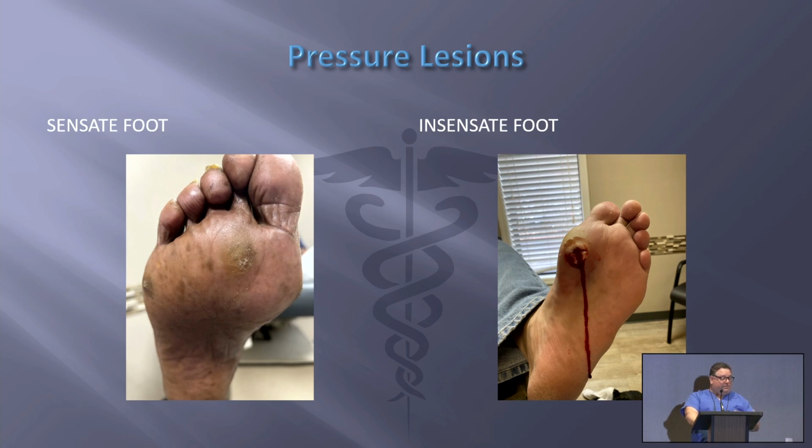Pressure lesions. The sensate foot, you get a callus under the second metatarsal head, callus under the fifth metatarsal head. The insensate foot, that becomes an ulcer. They can't sense that pressure. They can't guard from it. It breaks down. As I explain to my patients, it's like wearing a hole in a sock.